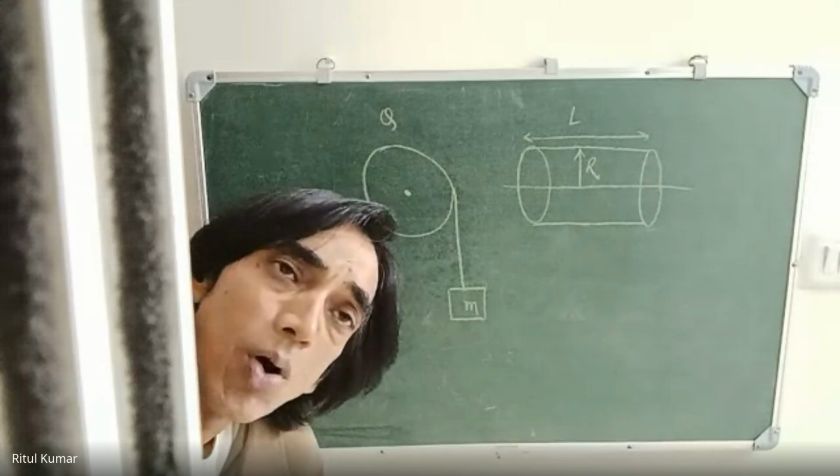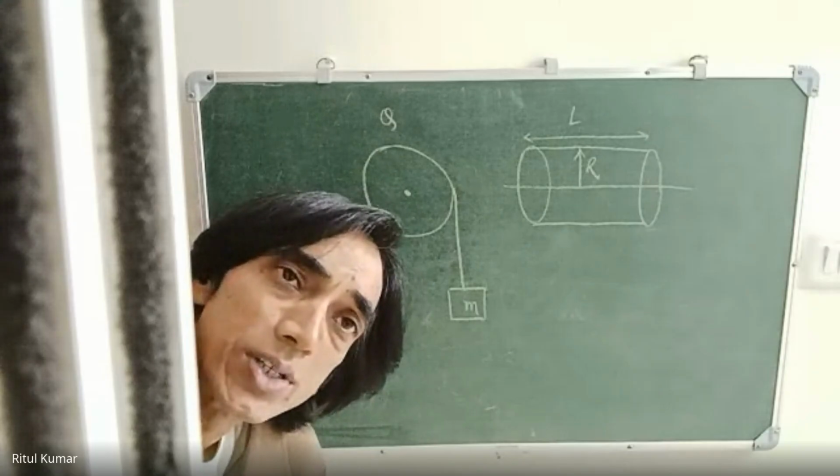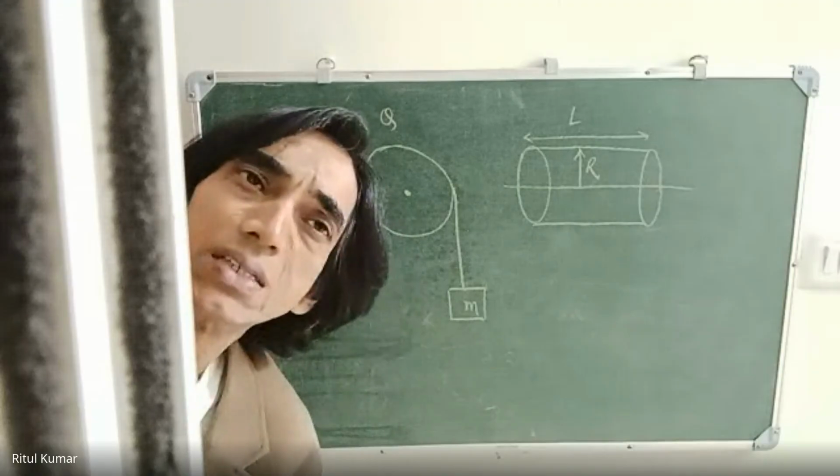But here we have a catch. Here there is a charge on the cylinder, so we have to look for that. How to approach that? How will you calculate torque? Torque is T into R? You said it is equal to I into alpha. But what about T?